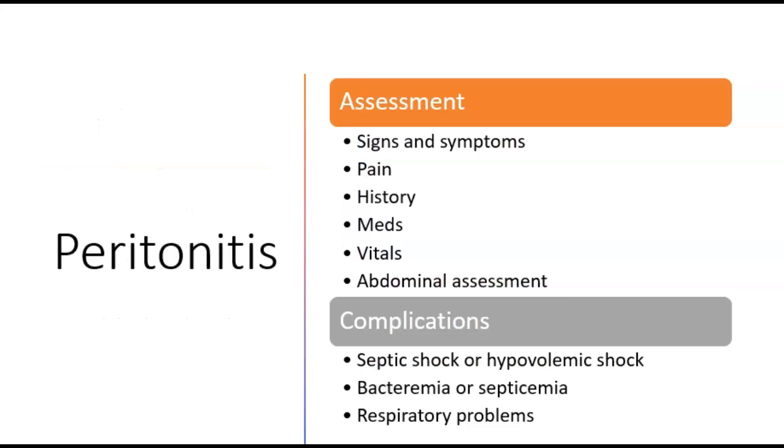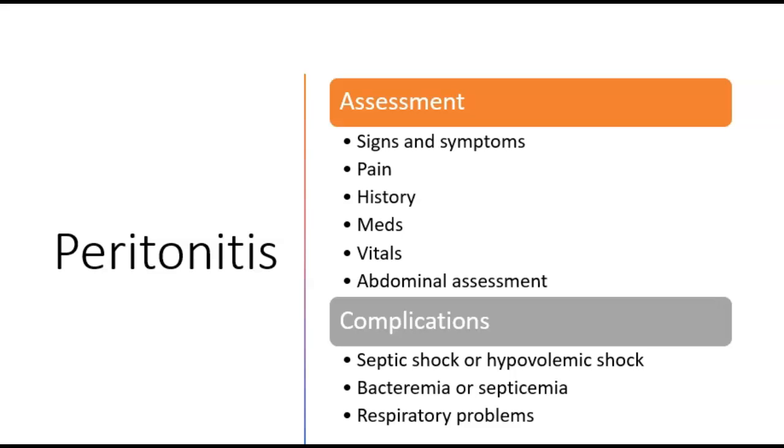Assessment: you want to check their signs and symptoms, see what signs and symptoms they're having, assess their pain, ask if they have a history of GI disorders like peptic ulcer disease or gallbladder issues, ask about their current medications, get some vital signs, complete a focused abdominal assessment, and check their level of consciousness.